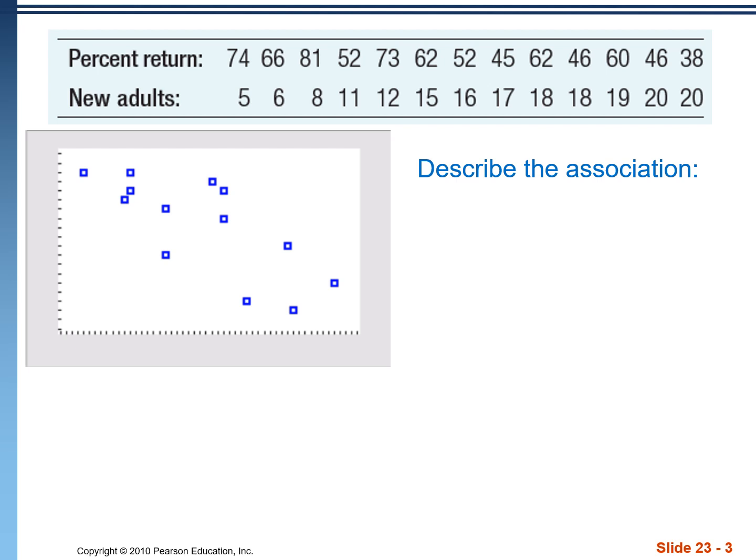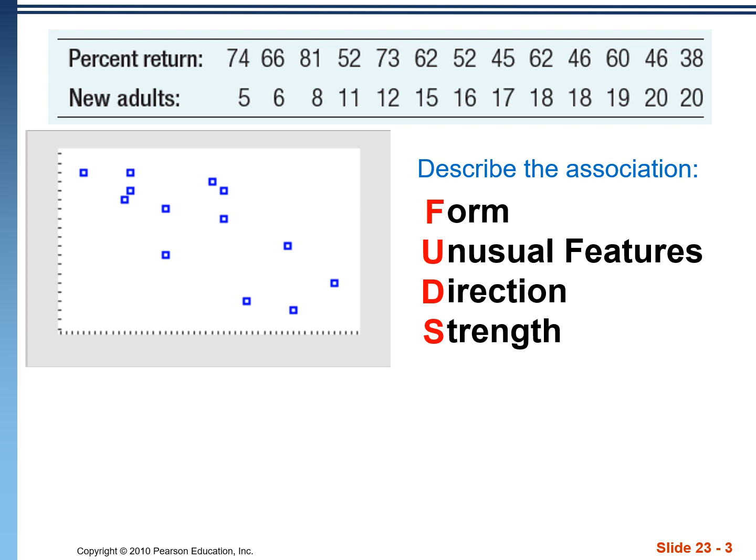Now we want to describe the association, and when we do that, we want to use the acronym FUDS. F is for form. That is approximately linear for this graph. U, unusual features. There's no outliers. Direction, this is heading downhill, so it's negative. And strength is measuring how well this data fits a line of best fit. Let's call this one moderately strong.